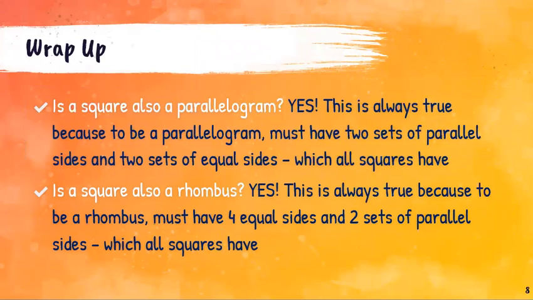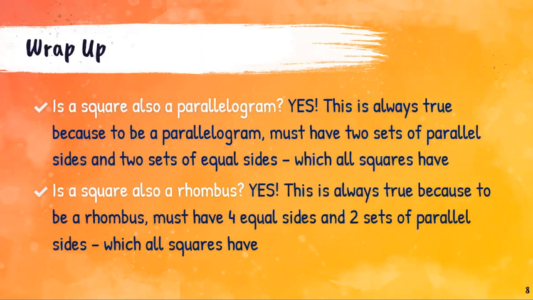Okay, good. So yes, it's always true, because to be a rhombus, you have to have 4 equal sides, and a square has 4 equal sides. And a rhombus must have 2 sets of parallel sides, and squares have 2 sets of parallel sides. So a square can also be called a rhombus.